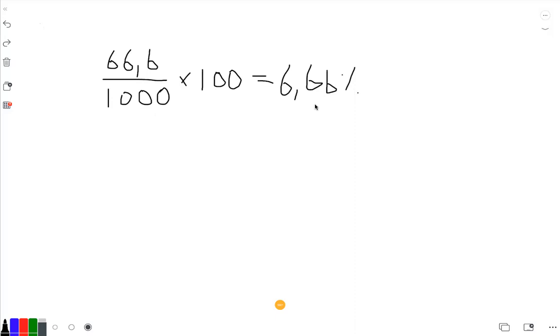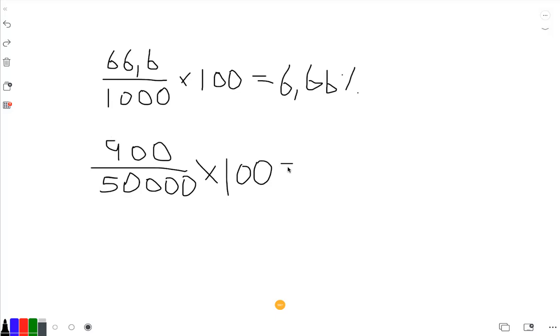Then for the rich consumer, you have 900 divided by 50,000. You should get 1.8. Once you follow this approach to explaining the different proportions, you can use this method to say that this is how I know that this consumer is spending a much bigger proportion compared to the other consumer.